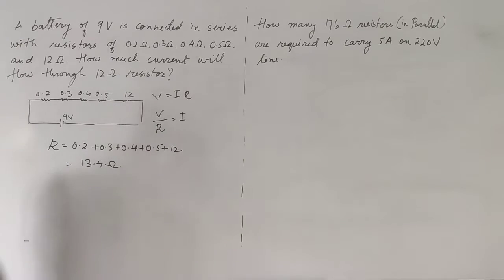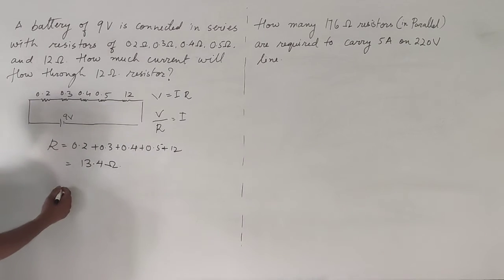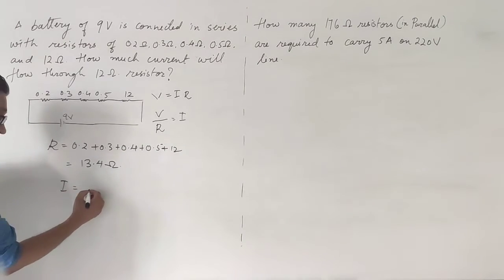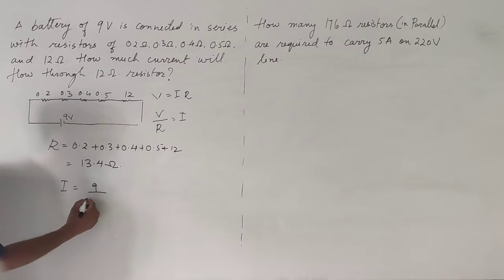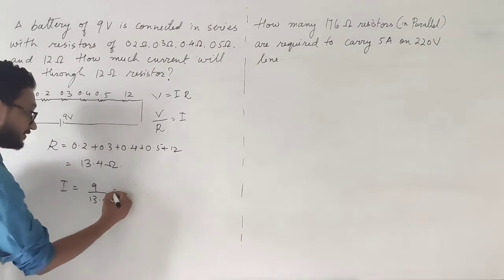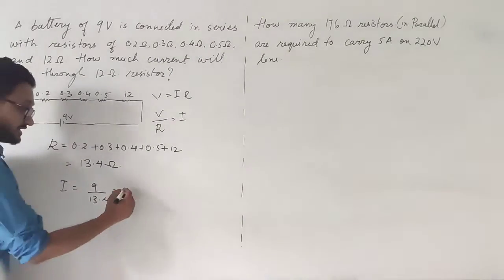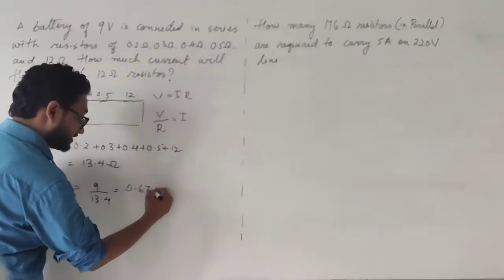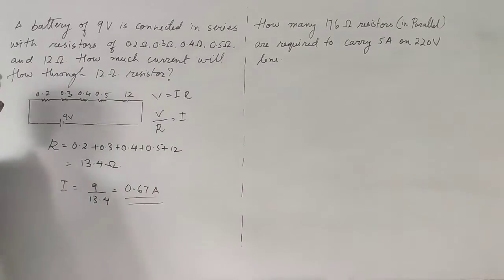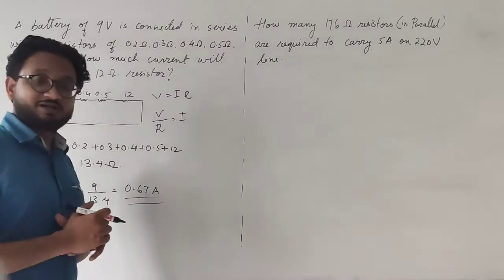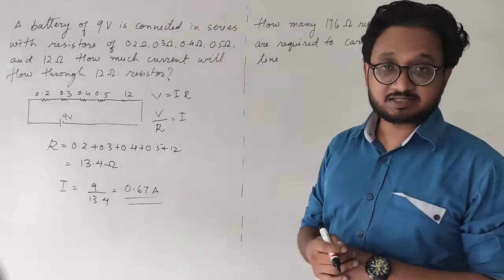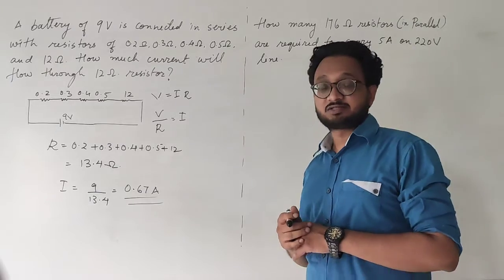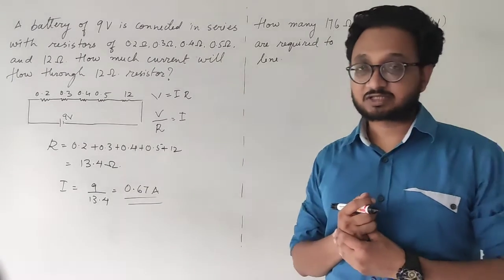So the total resistance you have now is 13.4 ohms. Now simply applying the Ohm's law formula, the current I is equal to potential difference, that is 9 volts, upon resistance, that is 13.4. And when you solve this, you will get the answer as 0.67 amperes. This is how you find the current flowing through the 12 ohm resistor, because they are in series, the total current is the same. I hope it is clear to students.